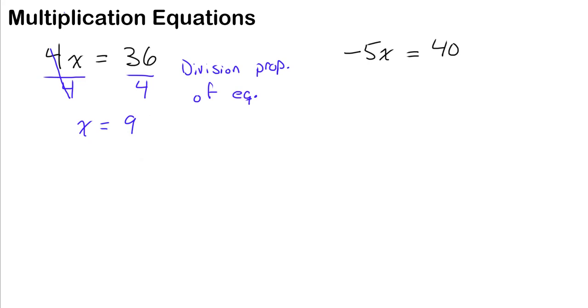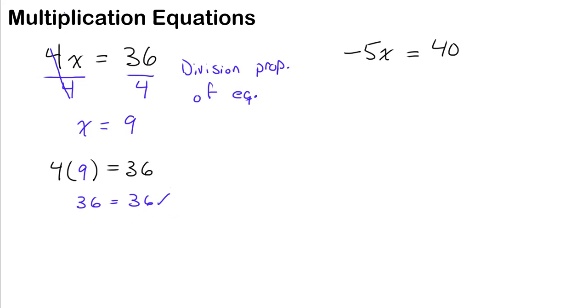And I could quickly test that out by writing 4 times whatever x is equals 36. And I found that x is 9. So what is 4 times 9? 36. So 36 equals 36. That's true. I know that my solution is correct.